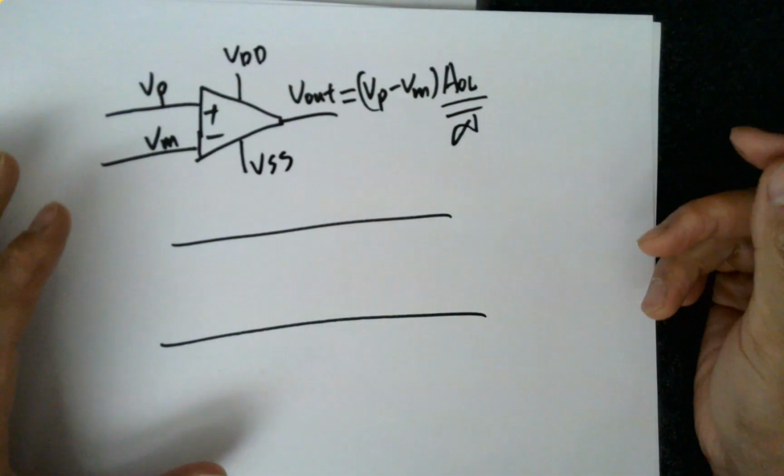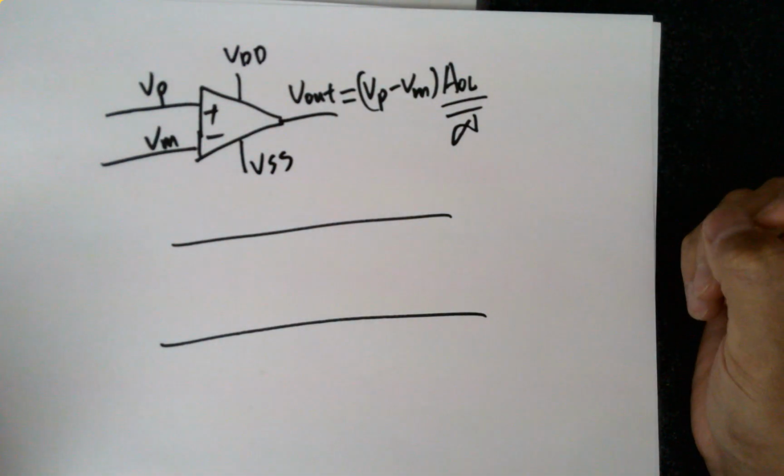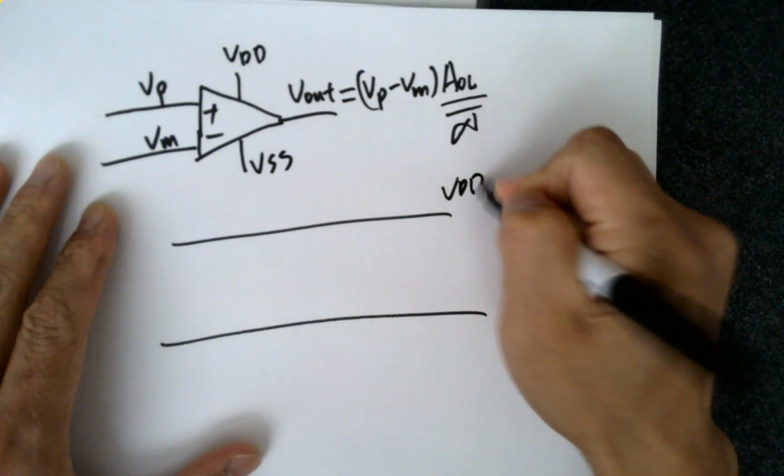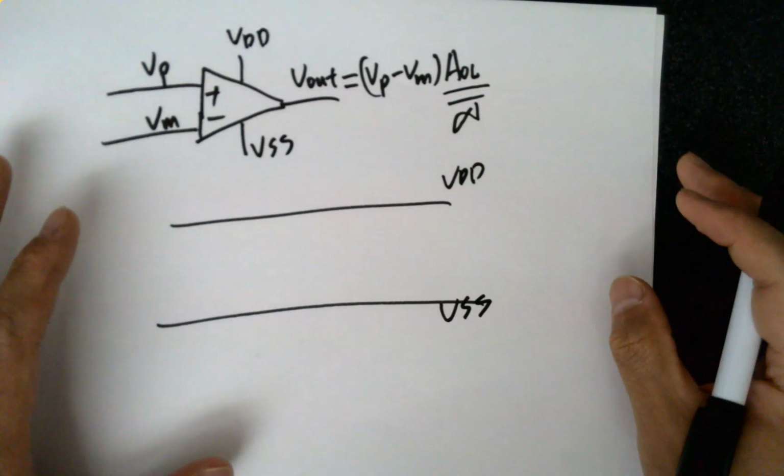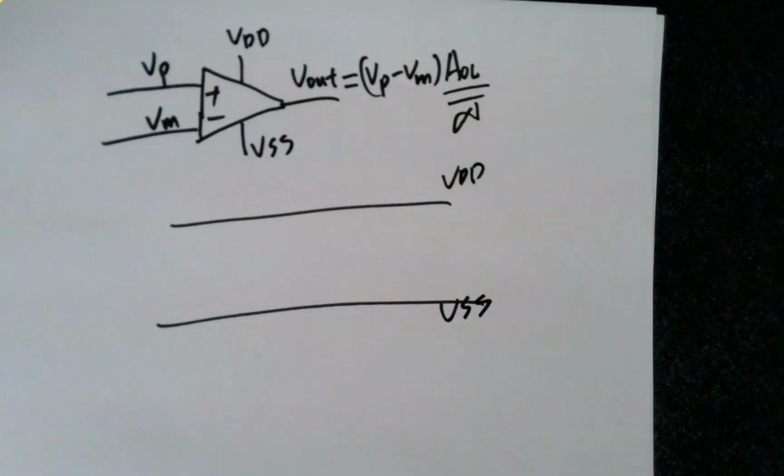These are the rails, right? Power rails. VDD, VSS. Usually what do we do with the VSS for op amps? We ground it. Sometimes in the textbook, you put a minus voltage into it. Why do we do that? If you put a minus voltage into it, then you don't have to bias your input signal. So it's going to swing around 0.